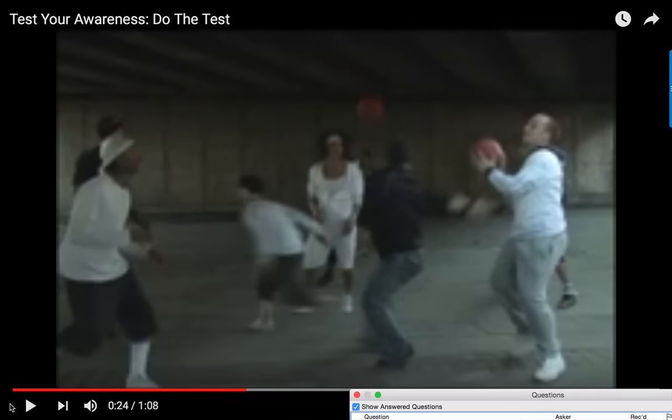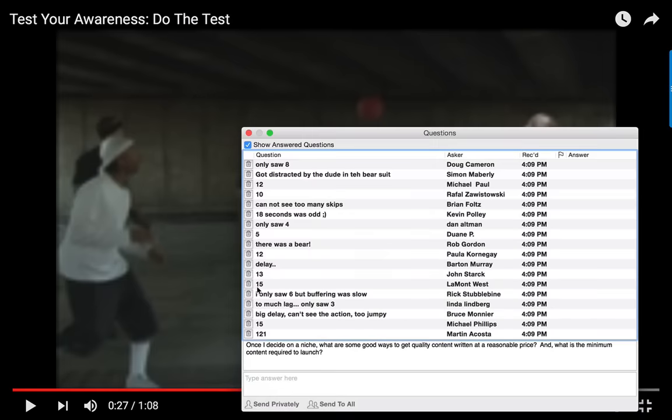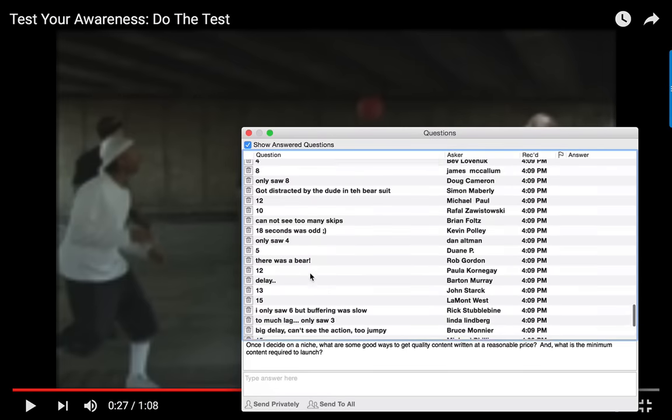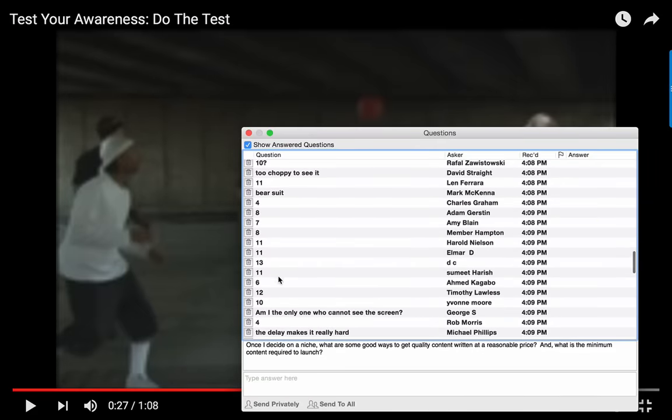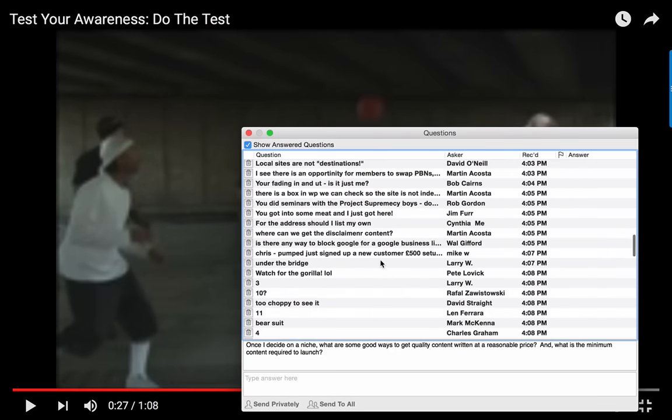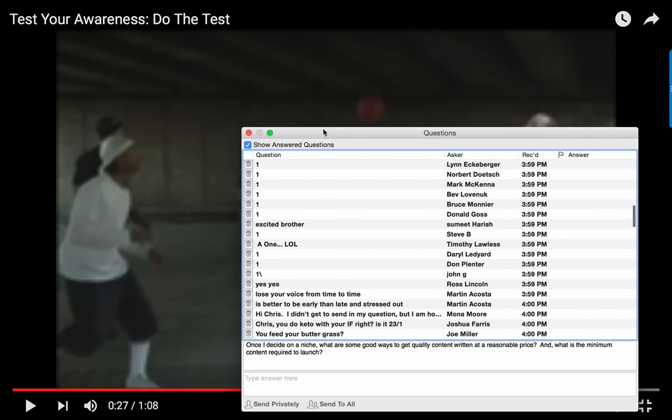Okay, so what is the answer? The answer is 13. So the count was 13 times. John got it right. Who else got it right? DC got it right. So we got at least two people that got it right.